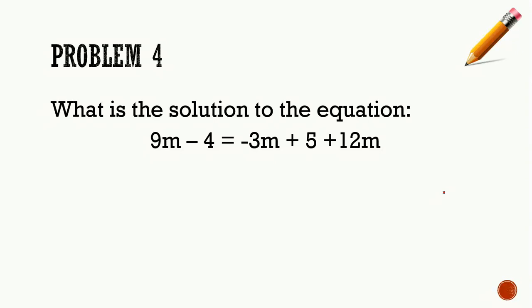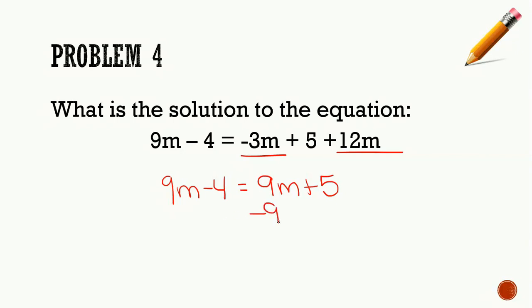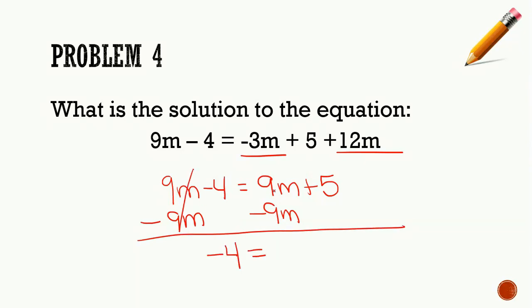Let's take a look at this problem. The very first thing I notice is I have two of the same things on the same side, right? So let's combine that. I've got that still left over. Negative 3m plus 12m: 12 minus 3, that's 9m plus 5. Let's subtract 9m. That cancels out with negative 4. That cancels out, so I'm left with 5.